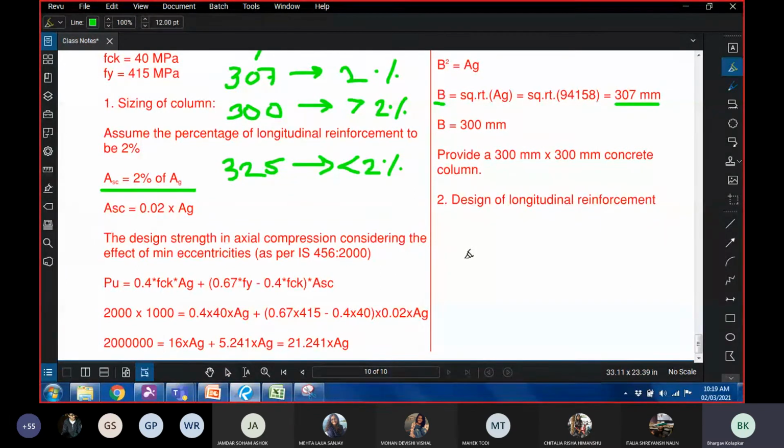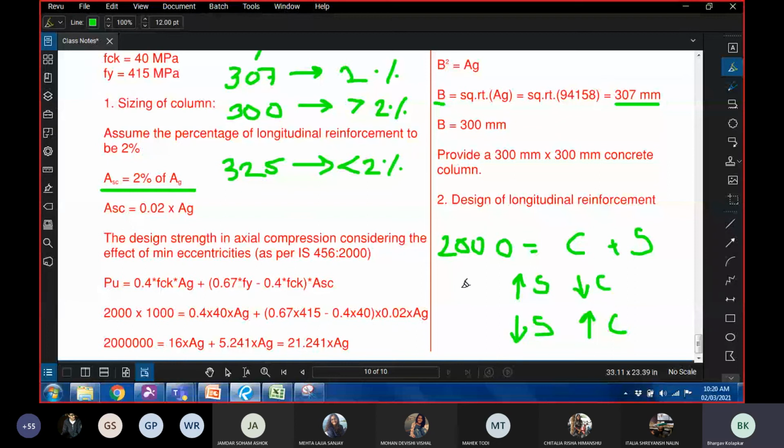Time and again, I've been repeating that this 2000 that I have to resist is going to be because of concrete and because of steel. So if I increase the contribution of steel, the contribution of concrete can automatically reduce. If I reduce the contribution from steel, the contribution from concrete has to increase.